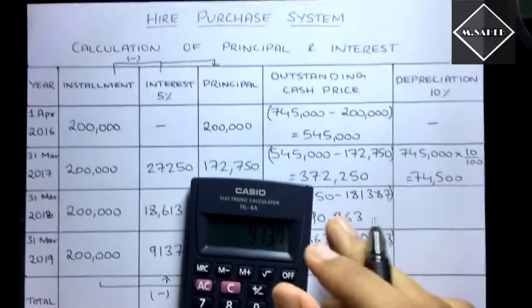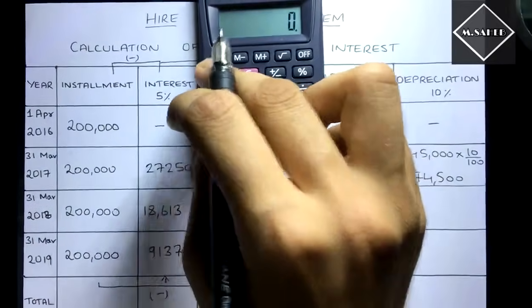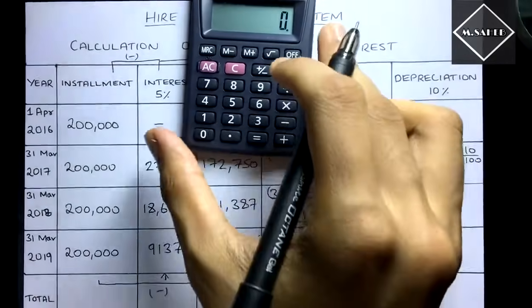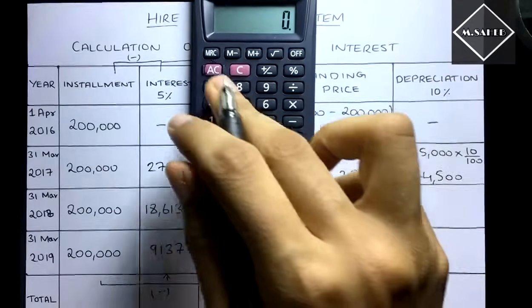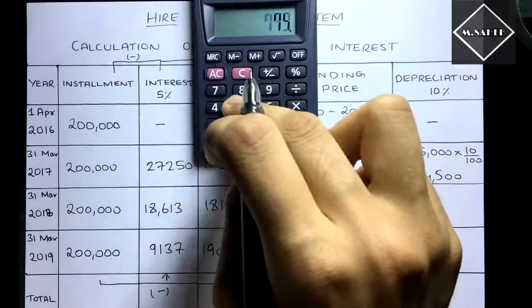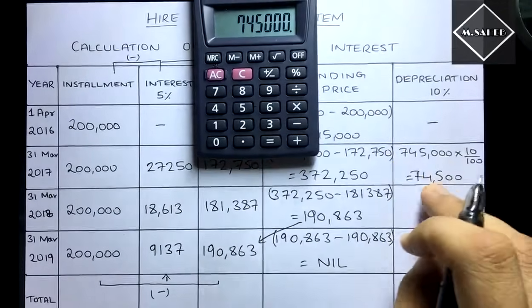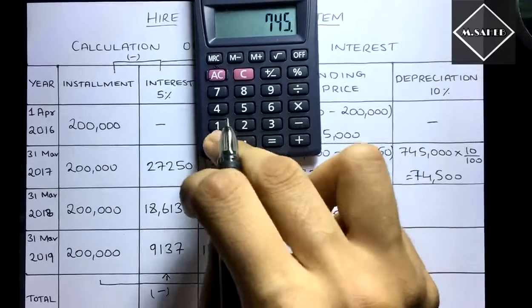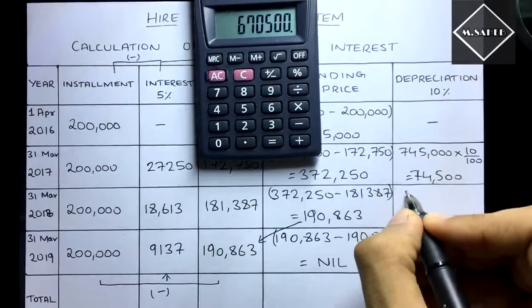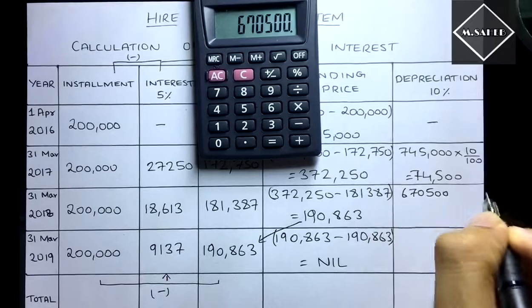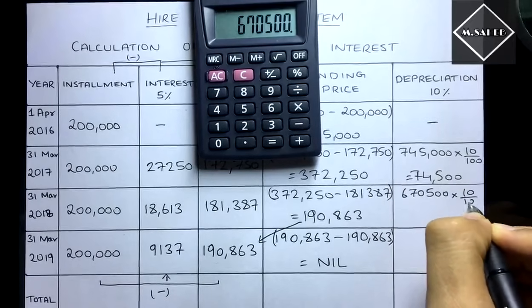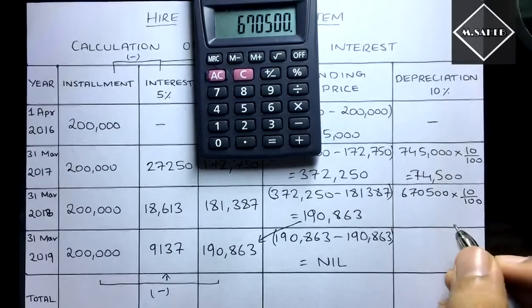74,500. Since this is the written down value method, or diminishing balance method, or reducing balance method, what you need to do is find out the written down value. So take that 7,45,000 minus the depreciation, subtract the depreciation, then you will get the written down value, that is 6,70,500. Okay, into 10%. Now on this amount you have to calculate the next year's depreciation.